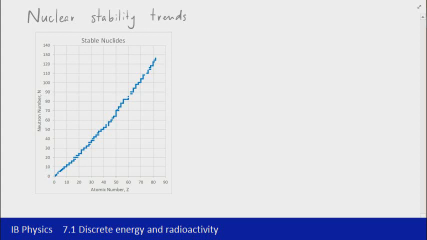To finish subtopic 7.1, we're going to have a look at some nuclear stability trends. So, having a look at how we can determine whether something's more likely to be a beta minus, beta plus, or alpha emitter.